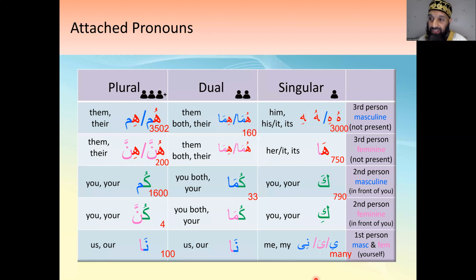Once you know ya means my, you can say Shamsi, my sun. Qamari, my moon. Computeri, my computer. Lamborghini, my Lamborghini. It's my favorite car, by the way. Right? Shamsi, exactly. Right? Let's look at the last one. Na. Na means what? Na means our. So kitabuna, what is kitabuna? Our book. So what is our Lord?